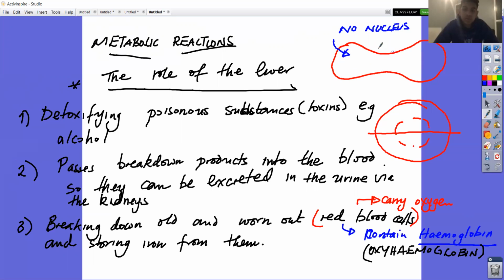Also, it's got this so-called biconcave shape. We have a name for this. It's biconcave. This is a biconcave shape where it's dipped in the middle. Why that biconcave shape? I'm not sure. That's to maximize the surface area of absorption of the oxygen. Maximize the surface area for absorption of oxygen.